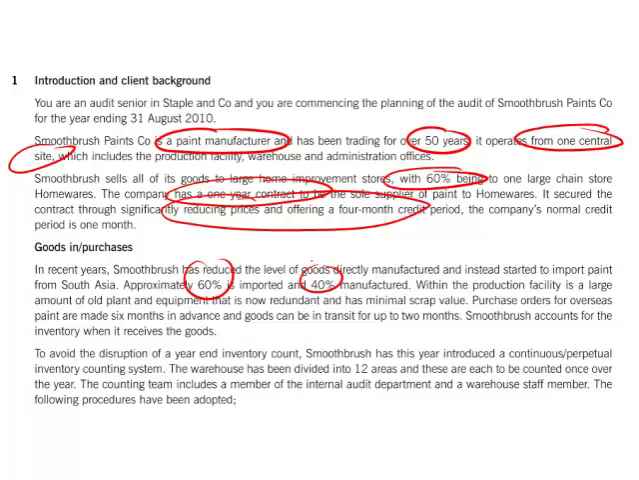Further on, it says, purchase orders for overseas paint are made 6 months in advance, and then the goods can be in transit for up to 2 months. Smoothbrush accounts for inventory only when it receives goods. Now, there's a lot of information given there about the way this bought-in inventory is actually acquired, and you can't help but think that we should be making something out of that.